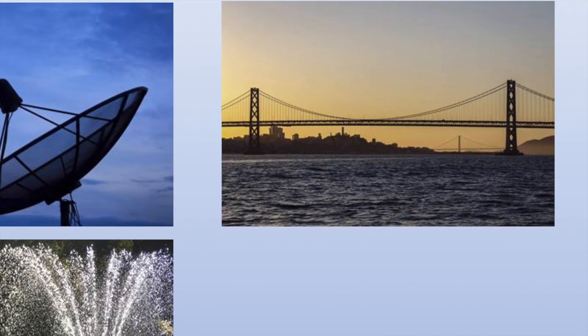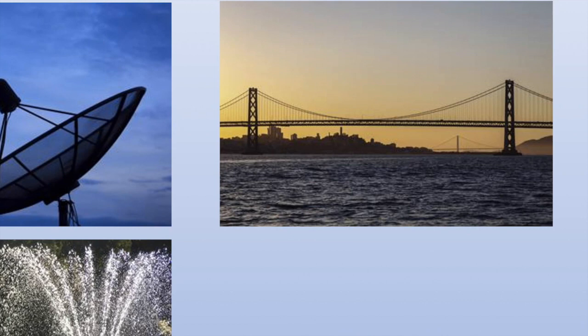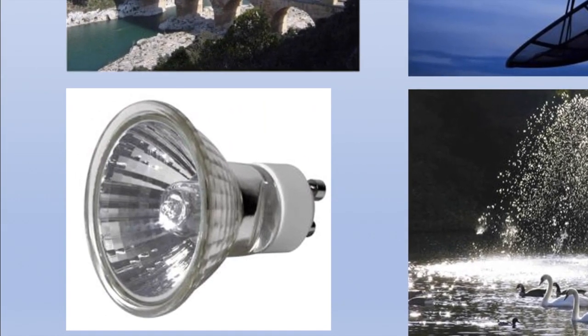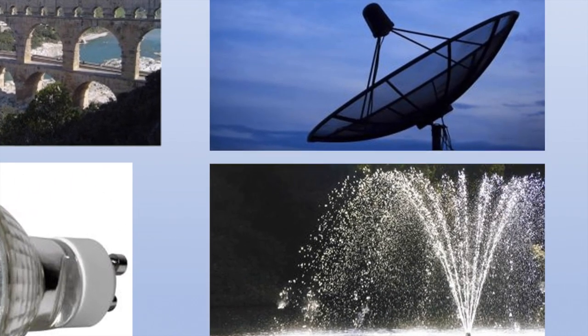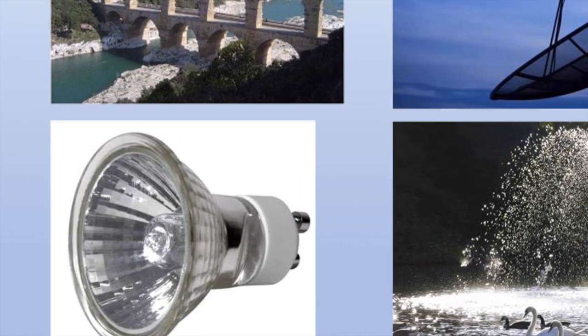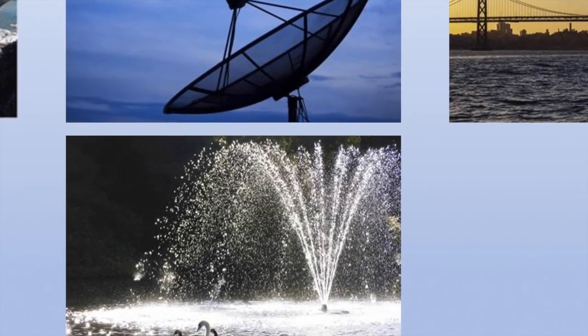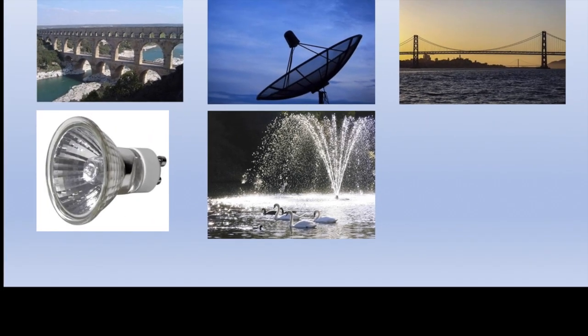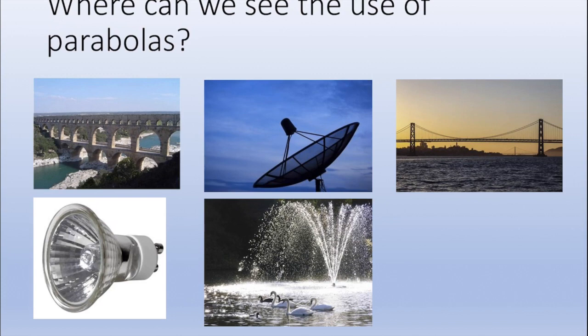A bridge, it's a cable bridge with a cable in the shape of a parabola, and a downlight. Basically, this is the same as the satellite dish. So the back of it concentrates the light. And finally, the fountain. The fountain is in the shape of a parabola. Also, the other use of a parabola is actually to analyze projectile motion.